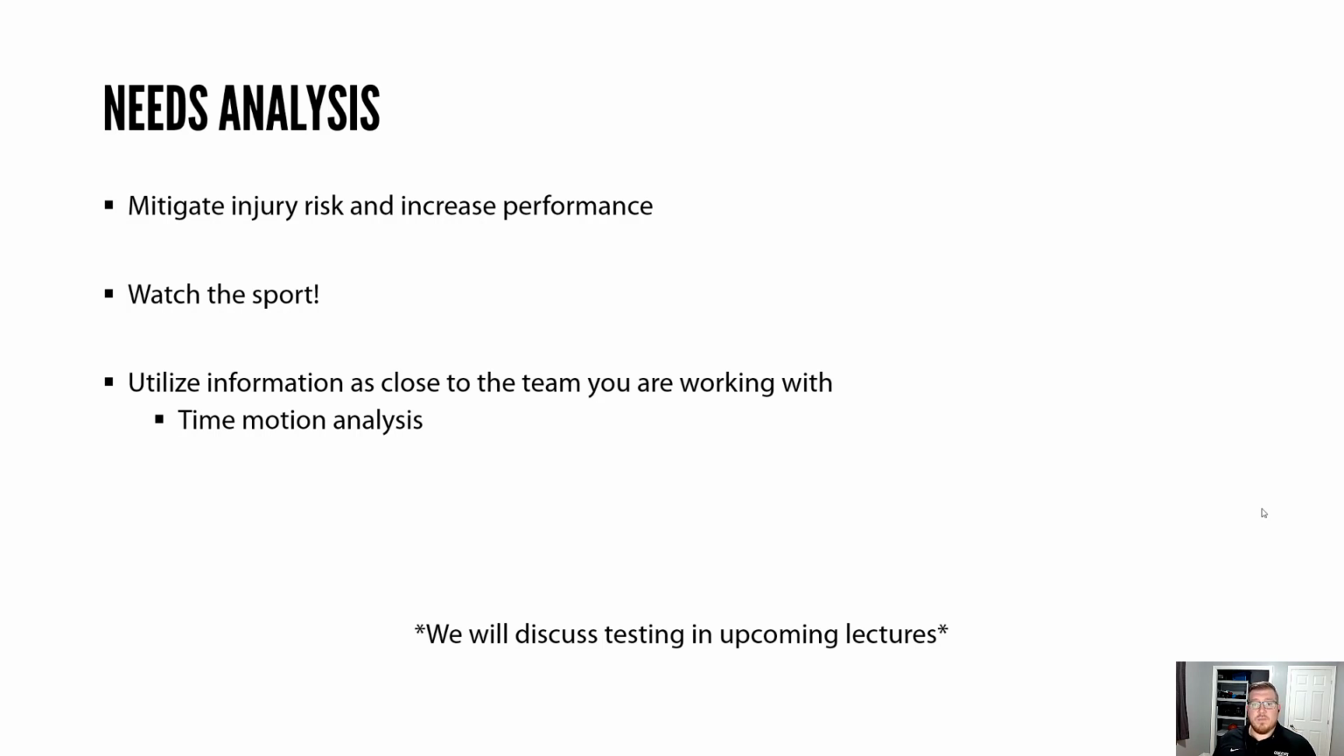For us at Queen's, we can use data from the States, from the NCAA, and then if we need to, we can use data from professional leagues. So for instance, for our rugby teams, the next level up is professional leagues, so we can sometimes use information from international play. And like I said before, we'll be discussing testing in upcoming lectures, so anything to do with testing for athletes, we'll talk about later. Right now, we're just talking about figuring out the needs analysis for the sport.